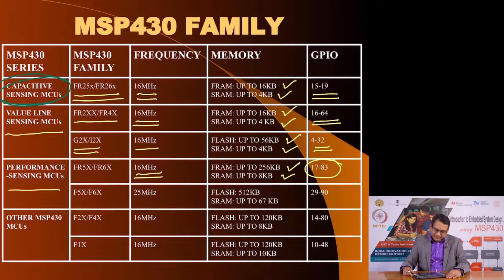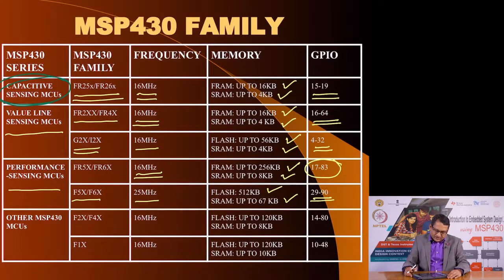The second series, the F6X, operates up to 25 megahertz, and it has flash memory, not FRAM, for the program memory, and you can have up to 512 kilobytes. It has SRAM up to 67 kilobytes, so it is a huge amount of RAM that is available, and the number of input output pins is again large, 29 to 90 pins you can have.